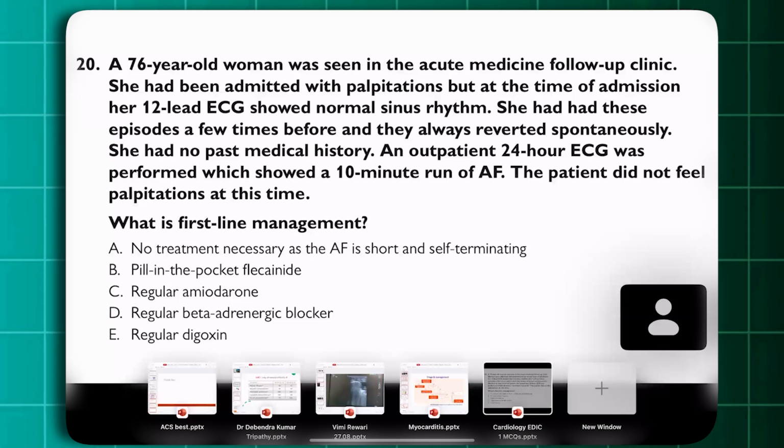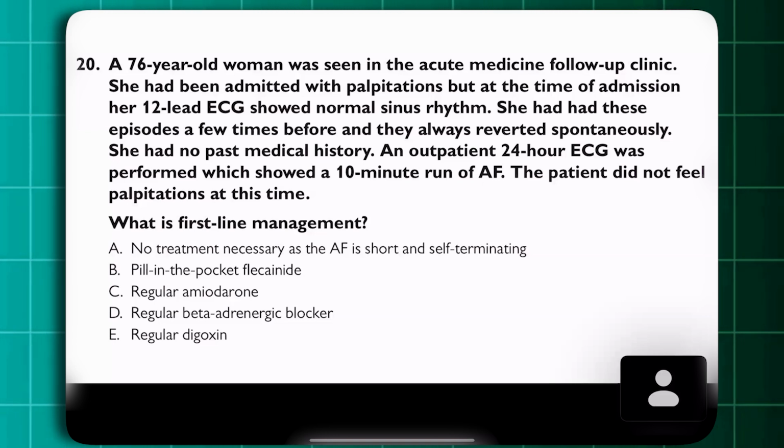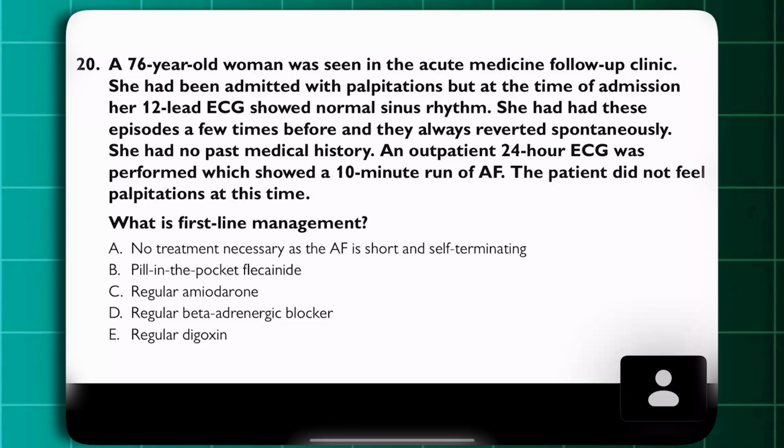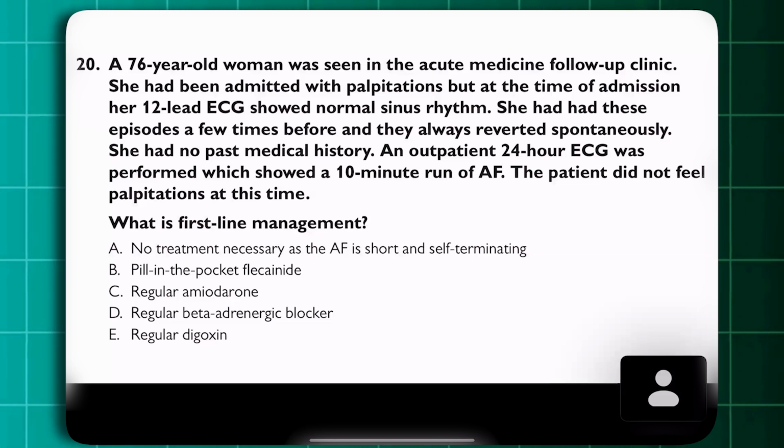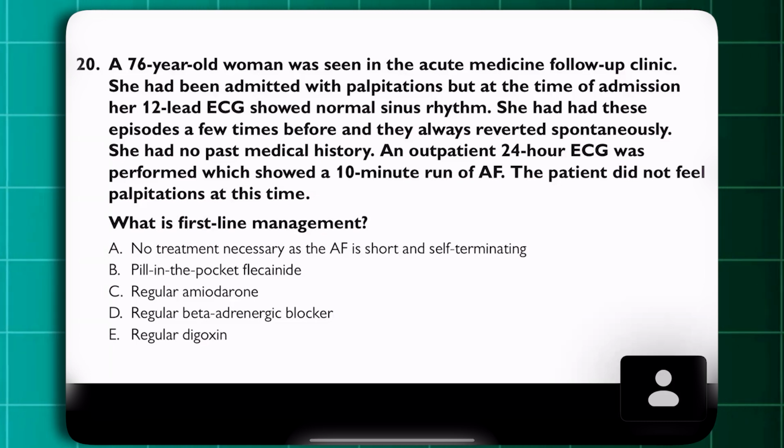A 76-year-old woman was in the acute medicine follow-up clinic. She had been admitted with palpitations, but at the time of admission, her rhythm strip showed normal sinus rhythm. She had had these episodes a few times before, but they always reverted spontaneously. No significant past medical history. An outpatient 24-hour ECG was performed, which showed a 10-minute run of AF. The patient did not feel palpitations at this time. What is the first thing in management?